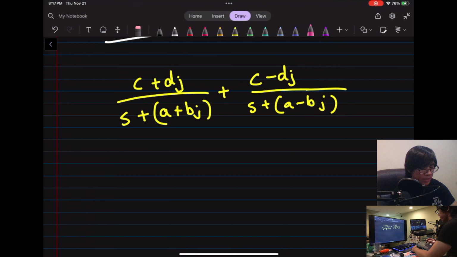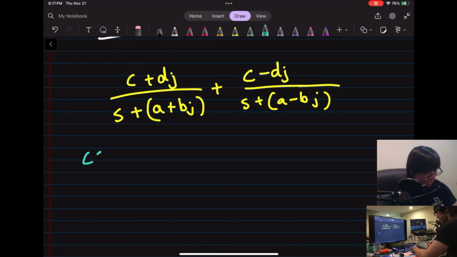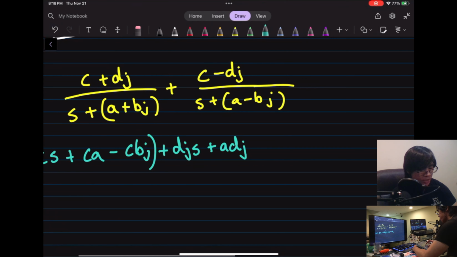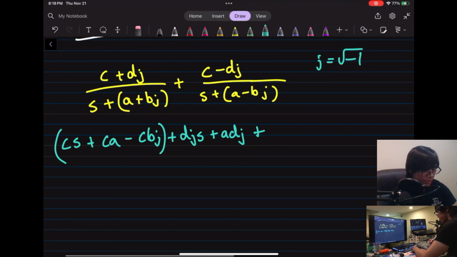To simplify this, it's a partial fraction decomposition, so we're going to multiply across the denominators. We have CS at the top. I'll do this times this, and then this times that. So CS, then C times A, so CA, and then C times minus BJ, so that's minus CBJ. Then the DJ term: DJS plus ADJ, and then DJ times negative BJ. Remember J is the square root of negative 1, so J squared is negative 1, so instead of a negative it's a positive, and we have DB since the J's go away.